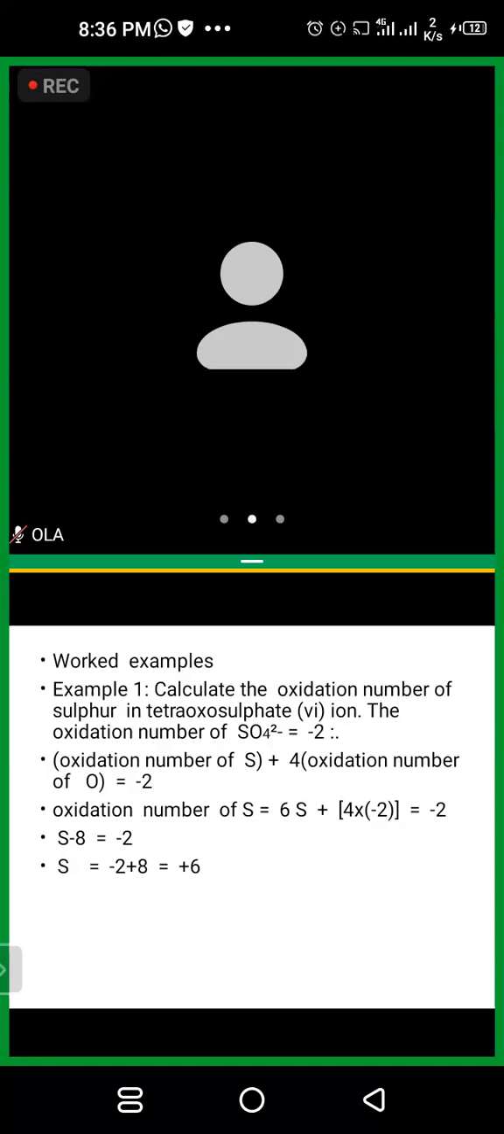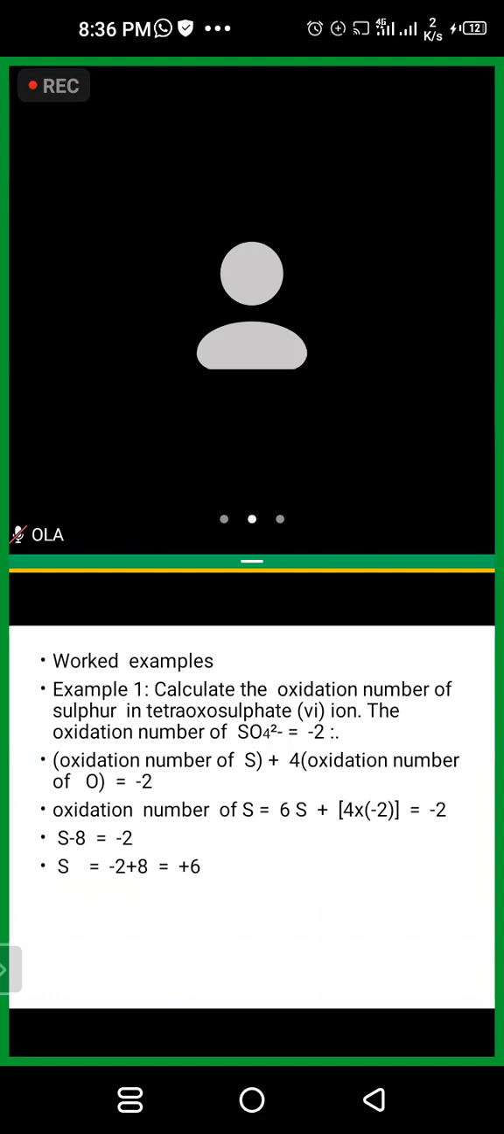So, we are looking for S. Sorry about that, this is not supposed to be there. We are looking for S. Let's omit that 6 there. The S plus 4 into brackets times -2 gives us -8, since 4 times -2 is -8. So on the next line, S plus -8 equals -2.